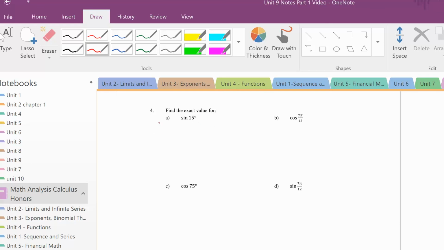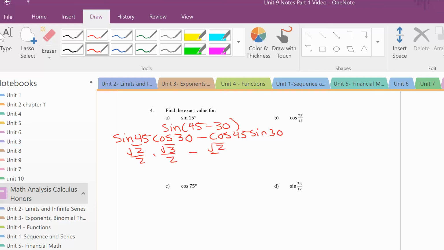So sine 15, you could take sine 45 minus 30. So that'd be sine 45 cosine 30 minus cosine 45 sine 30. So that'd be rad 2 over 2 times rad 3 over 2 minus rad 2 over 2 times 1/2. So it's rad 6 over 4 minus rad 2 over 4. And it's rad 6 minus rad 2 over 4.